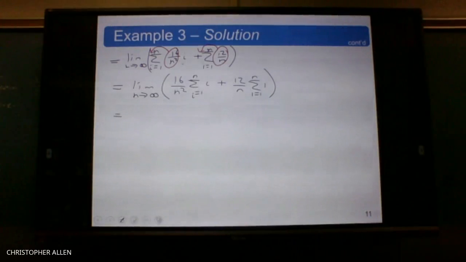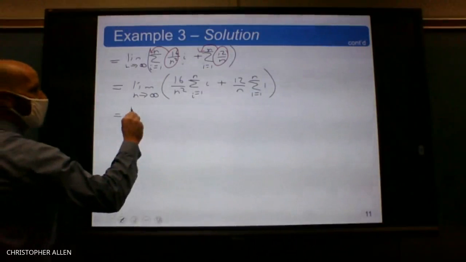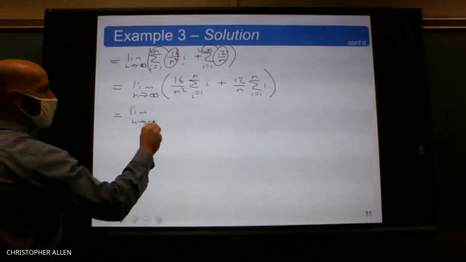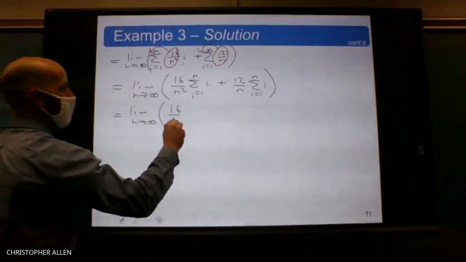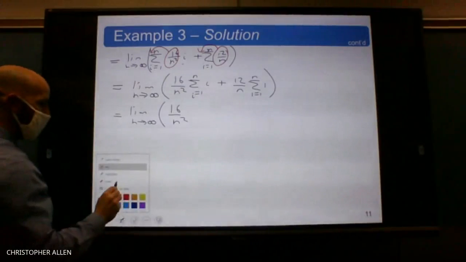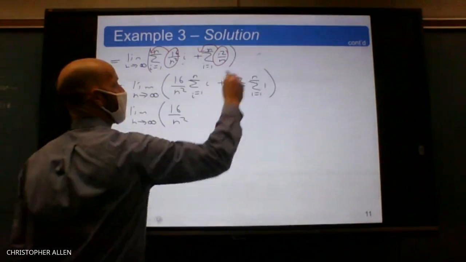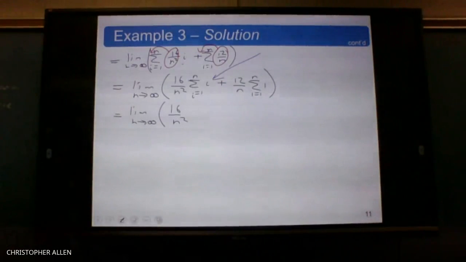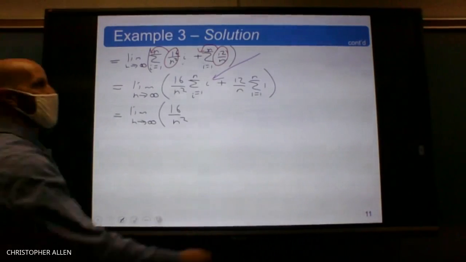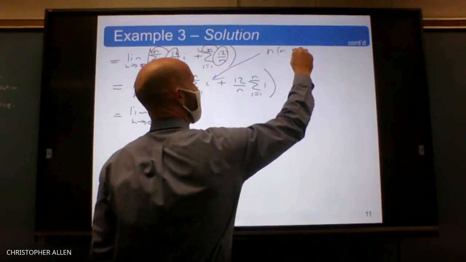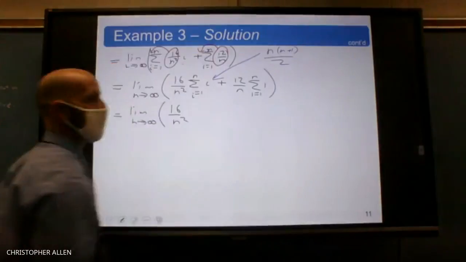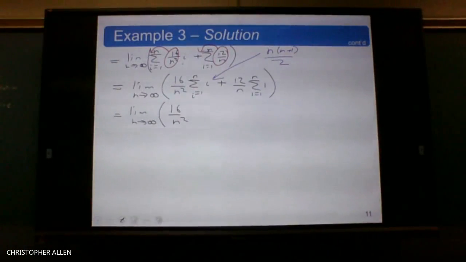Remember those formulas I mentioned a few minutes ago? We're going to use them now. First things first. So I've got the limit as n goes to infinity of 16 over n squared. Now, what was it that we said we could put in here for the summation of i? n times n plus 1 over 2. Agreed? Yep. Okay, we're going to use that.